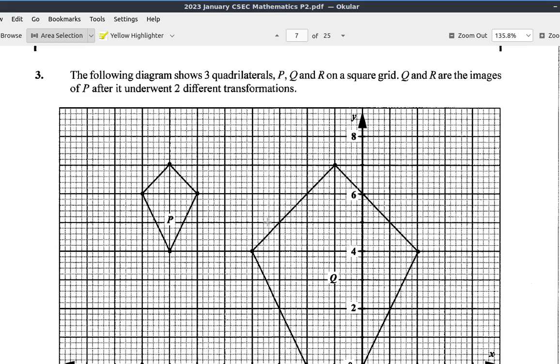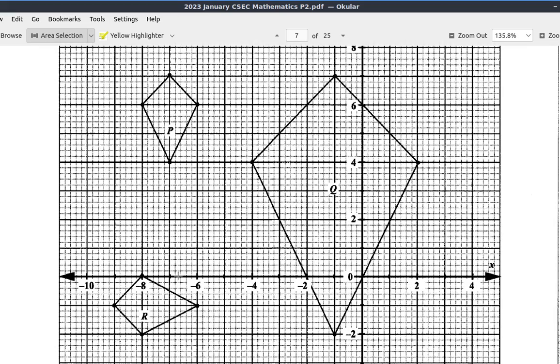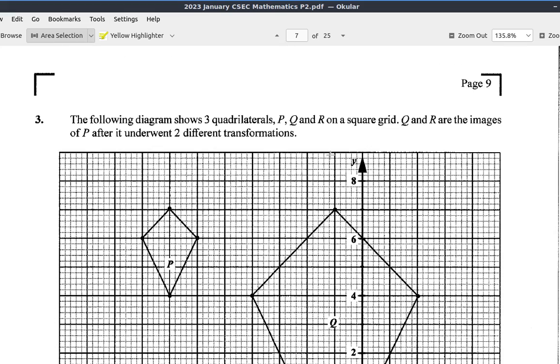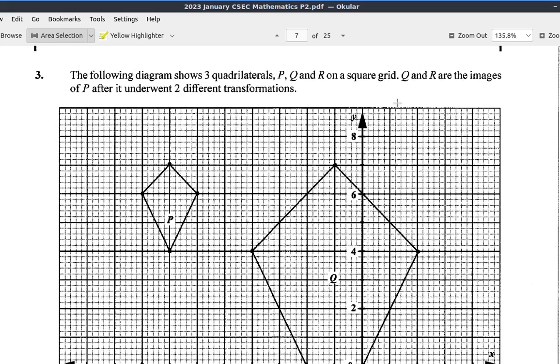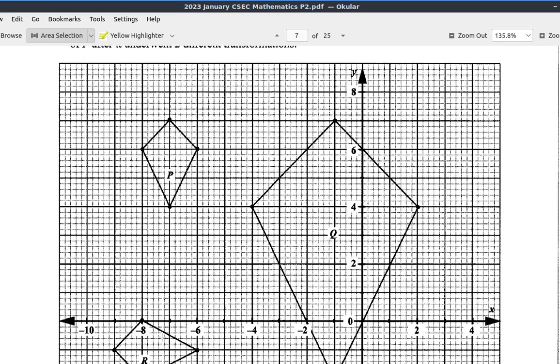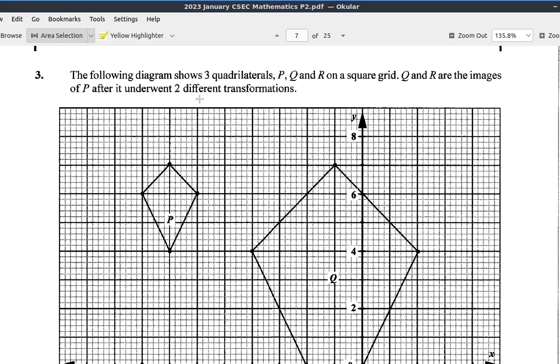P, Q, and R. Let's see. You have P, Q, and R on a square grid. Q and R are the images of P. So you have Q, you have R, images of P, after it underwent 2 different transformations. Alright?